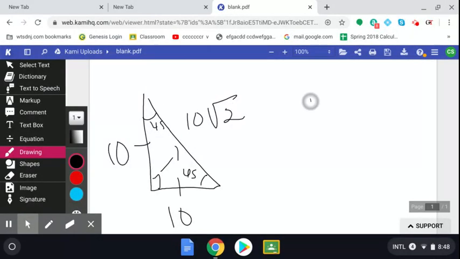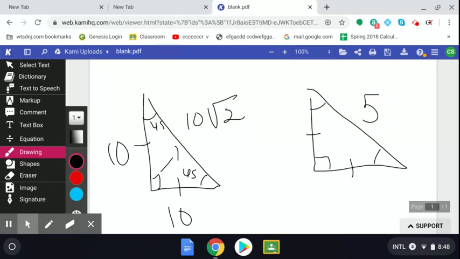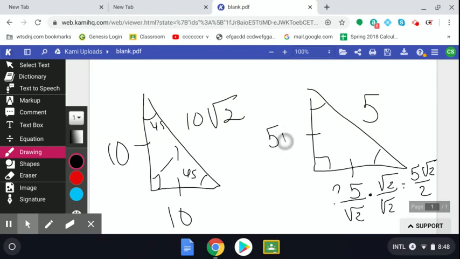Now, if I give you the measure of the hypotenuse, and let's say this is once again a 45, 45, 90, which is an isosceles right triangle. If I tell you that this is 5, and I want you to find this, you take 5 and you divide by the square root of 2. But then you have to rationalize, and by that I mean you have to multiply top and bottom by the square root of 2, and your final answer would be 5 square root of 2 over 2, which should be the same measure over here.